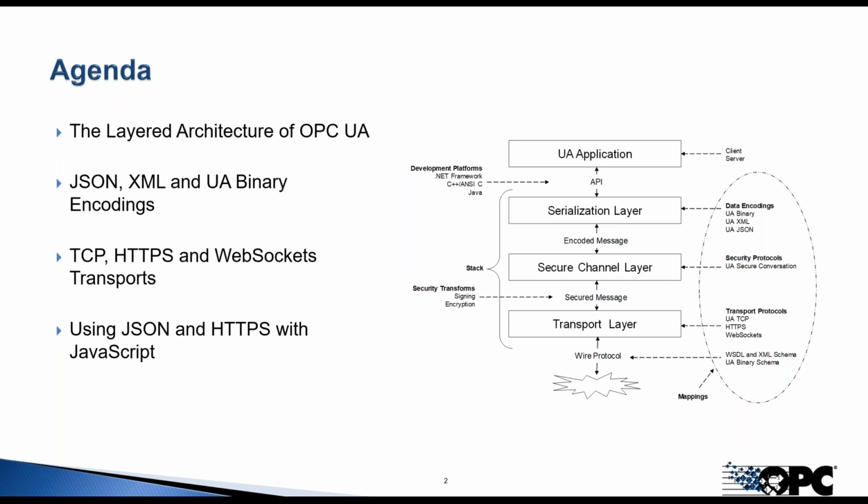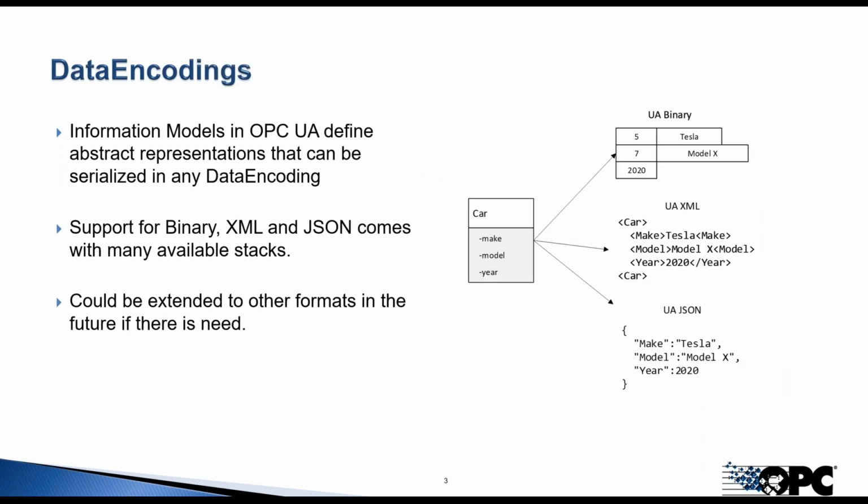And then once you have those bytes, you need to be able to secure them. That's a topic for another webinar, in terms of the secure channel layer, so I'm just going to jump over that. And the bottom layer is you need to be able to get those bytes across the wire from one application to another. That's where the transports come in. And that's where HTTPS and WebSockets show up.